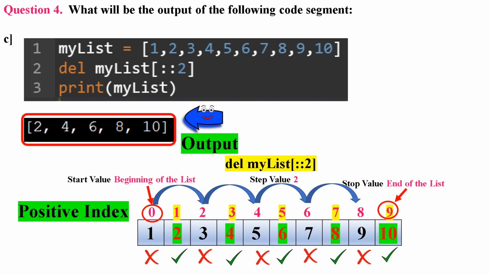Here, start value is beginning of the list. So it starts from index 0. Stop value is end of the list, so it stops at index 9. Step value is 2. So, it removes elements at indices 0, 2, 4, 6, and 8. After this line, mylist will be a list containing elements 2, 4, 6, 8, 10, as elements 1, 3, 5, 7, and 9 have been deleted. And finally in line 3, the updated mylist is printed.